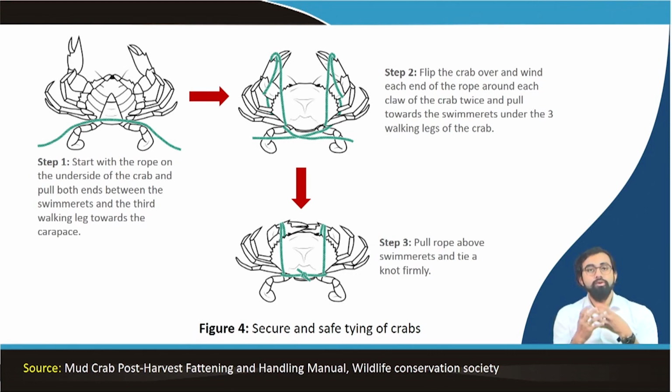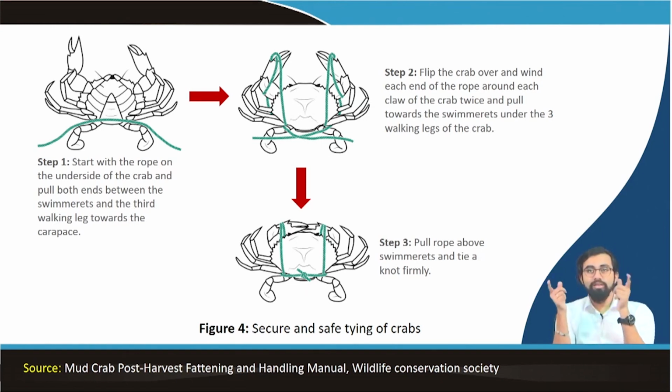So, in general, the secure and safe tying of crabs, how it is done, you see the pictures very carefully, like how we tie the crabs, so that it will not have any negative impact on their livelihood, on their life, during the transportation. So, we will start with the rope on the underside of the crab, and we will put both of its ends between the swimmerets and the third walking leg towards the carapace.